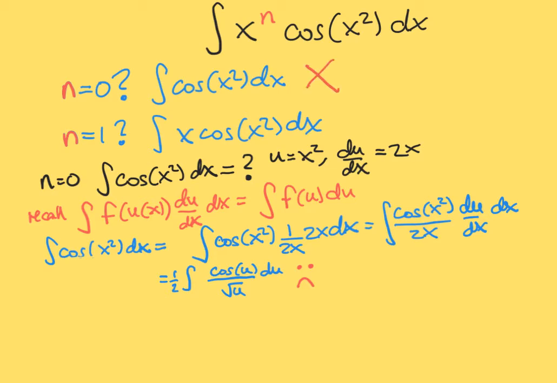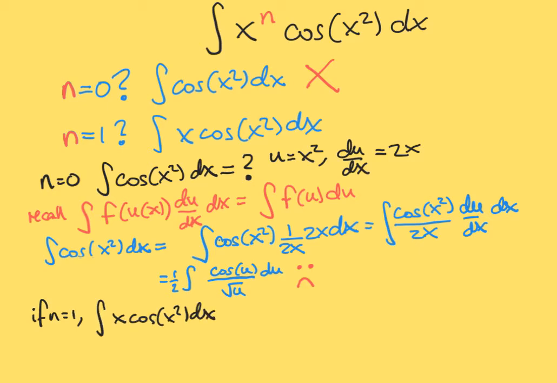What about n is 1? Well, here we're on much happier ground, so let's look at that. If n is 1, we have the integral of x times the cosine of x squared integrated with respect to x.